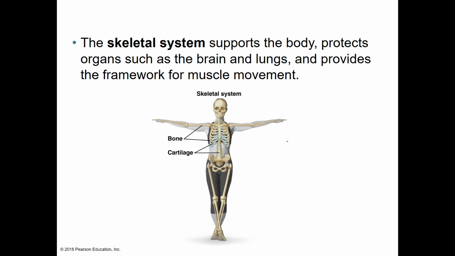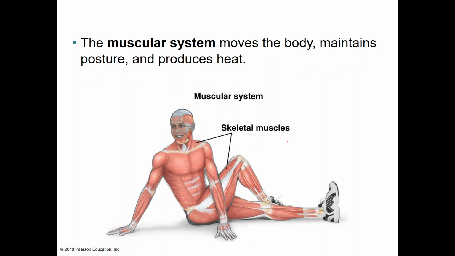The skeletal system supports the body and also supports the organs. It gives us our structure, provides the framework, and has joints that allow for our muscles to move our bones. Again, the muscular system is how we have movement. It gives us our upright posture, and as muscle contractions occur, it produces body heat.